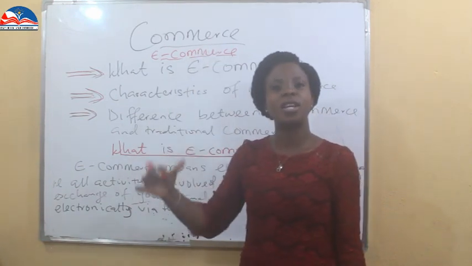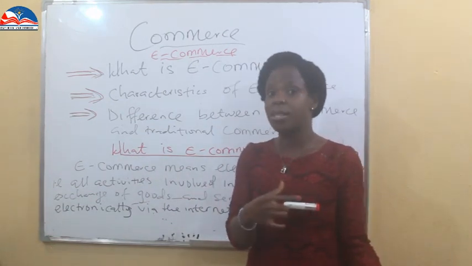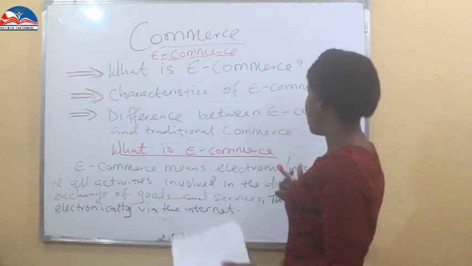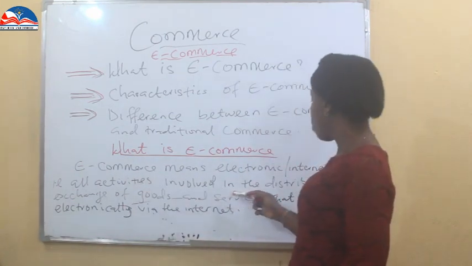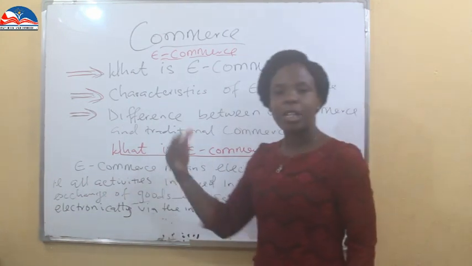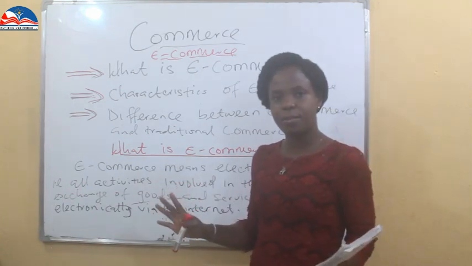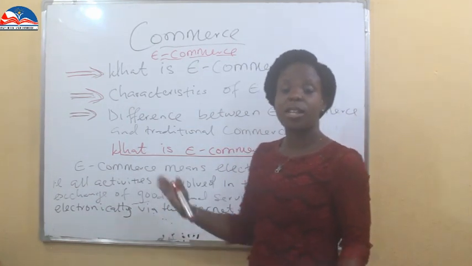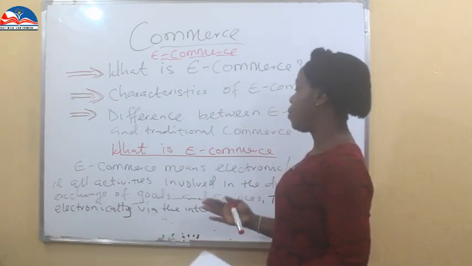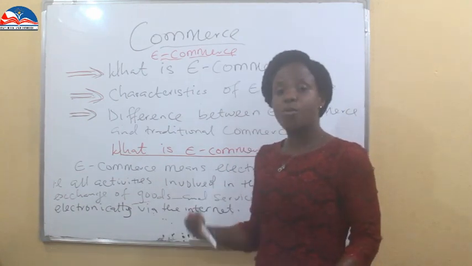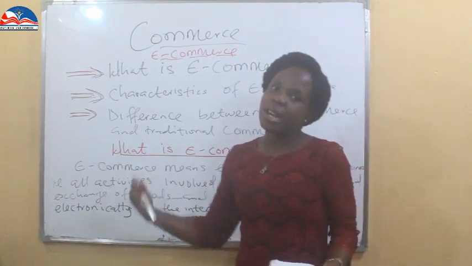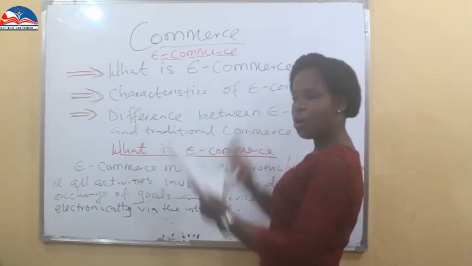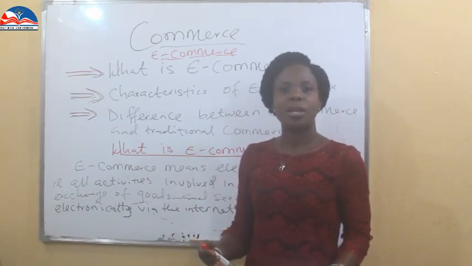So e-commerce is just electronic commerce. Now when you bring in our definition of what commerce is that we learned in the other class, you find out that e-commerce means electronic or internet business. That is, all activities involved in the distribution and exchange of goods and services that are done electronically via the internet. So e-commerce has to do with business transactions that are done via the internet. You have seen what e-commerce is: business carried out on the internet.